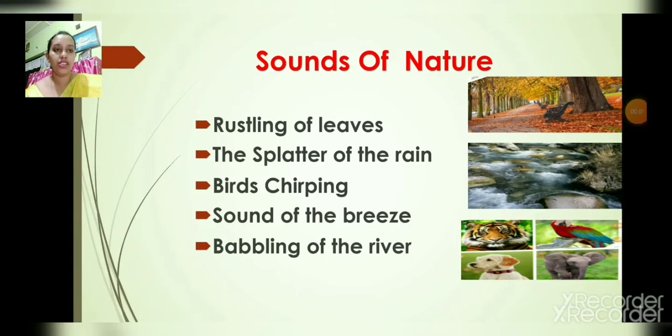Sounds of nature. In this slide, there are some examples. Now listen to this sound. This is rustling of leaves. Yes, this sound, rustling of leaves. ගස්වල කොළ වැටෙන සද්දය. Now listen to this sound. The splatter of the rain. වැස්සේ සද්දය. The splatter of the rain.